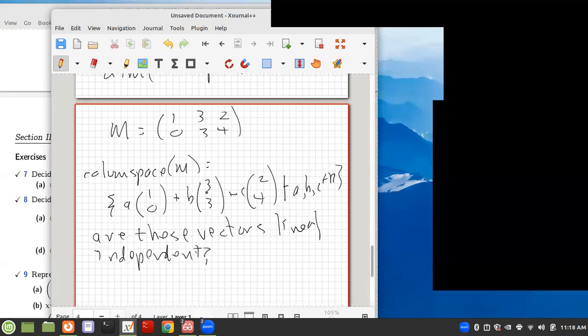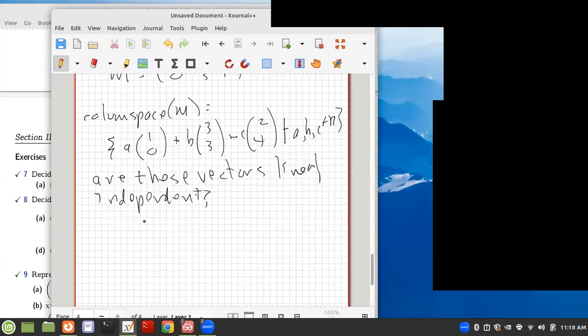Okay, so we're talking about these vectors here. This set here: 1, 0, 3, 3, and 2, 4. Well, that's the same as asking, could we find a basis for column space? We found a basis for row space with Gauss's method. So if we could use Gauss's method on these columns, we could do that.